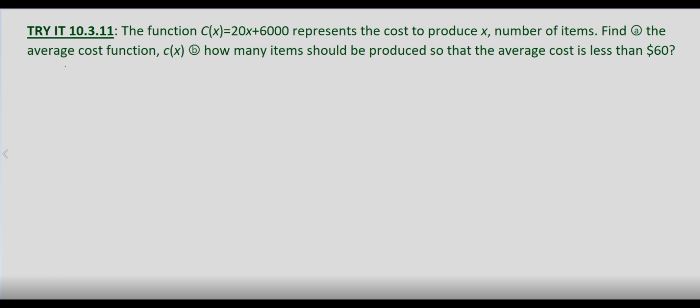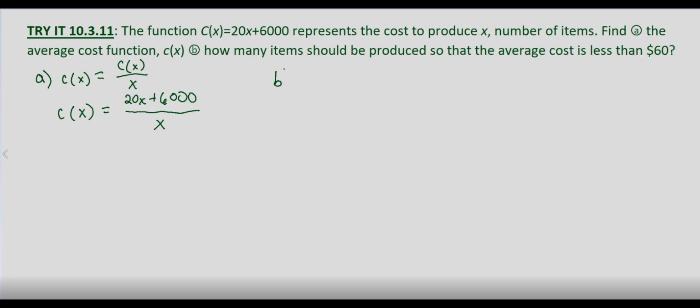Average cost is simply going to be C of x. So we'll call it lowercase c of x, as we're told to, equals big C of x over x. So that means c of x, lowercase, is going to equal 20x plus 6,000 divided by x. So that's part (a).